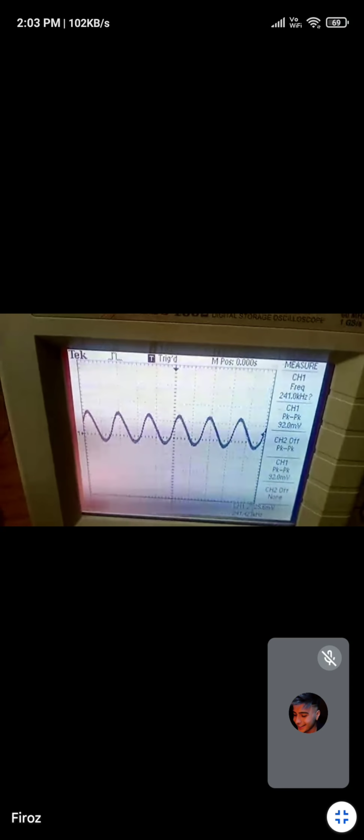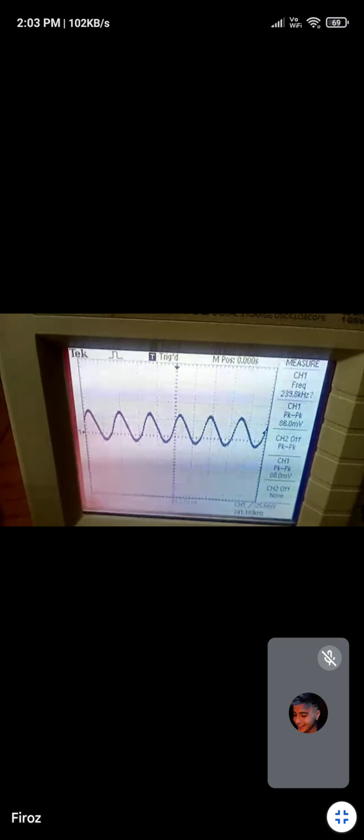So here you can observe the frequency has dropped down to 240 kilohertz, and again the peak to peak voltage also has dropped to 92 millivolts here. 92 millivolts, you can see here. So please take a note of this. Okay.